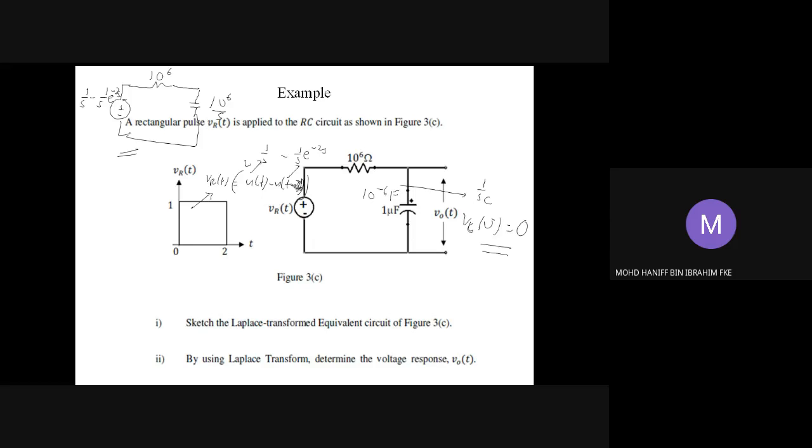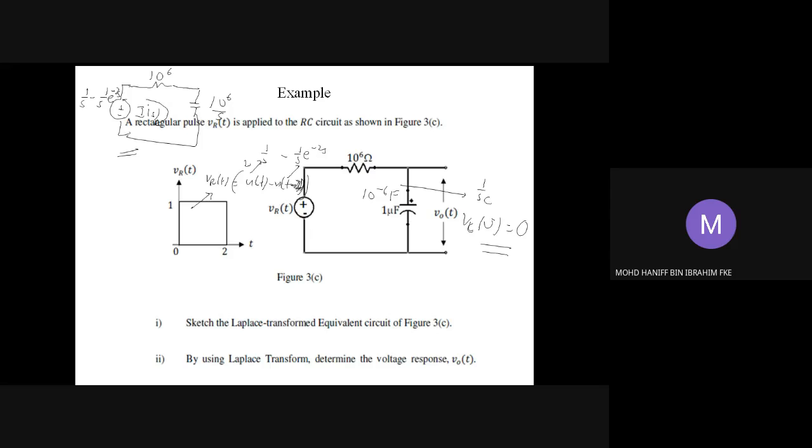Okay, number 2, by using Laplace transform, determine the voltage response of V0(t), which is the voltage across the capacitor. For this, we need to find the current. Let us say this is the current flowing in the loop, so we write this as I(s). In order to find V0(t), you first need to obtain the current. Once you obtain the current, you can find the voltage drop across the capacitor in the S domain. Then only you can do the inverse of Laplace to find V0(t). So that's the idea.